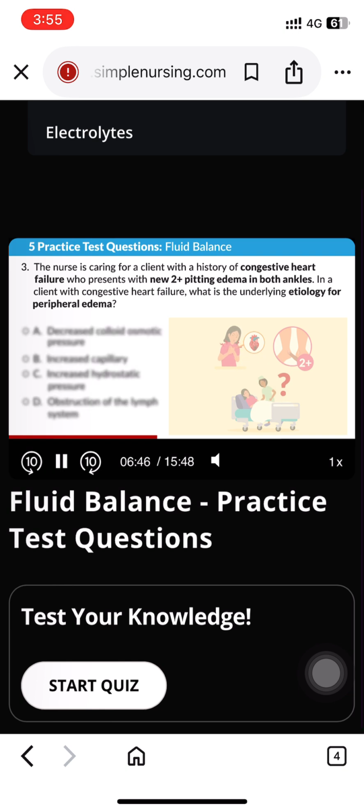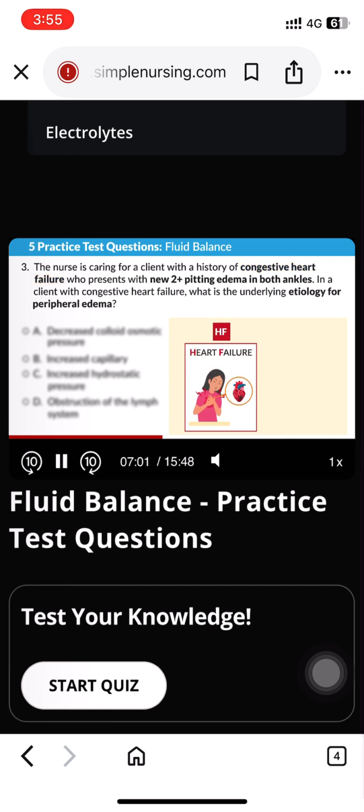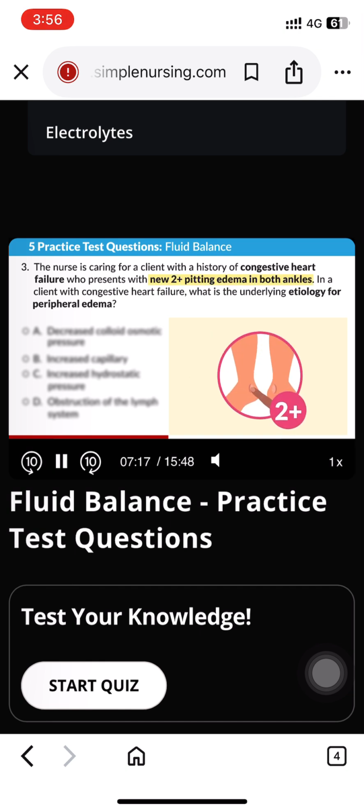Okay, before you look at the options here, I know this is a little bit tricky, especially if you haven't seen the video on heart failure yet. So let's review those key terms. Congestive heart failure. Anytime you see the word heart failure, just think HF for heavy fluid all over the body. As the heart fails to pump blood forward, it now backs up into the body and lungs from increasing fluid pressure. The next key term is new 2+ pitting edema in the ankles.